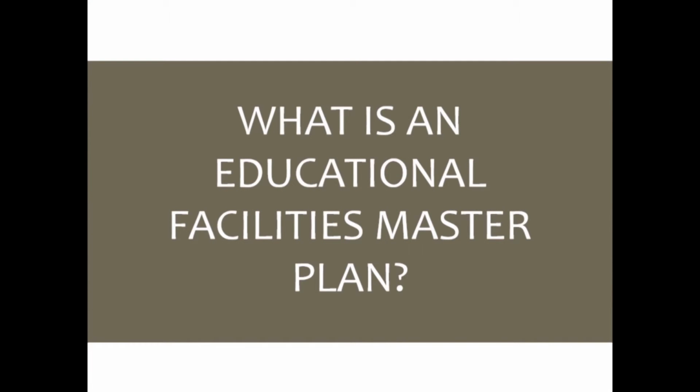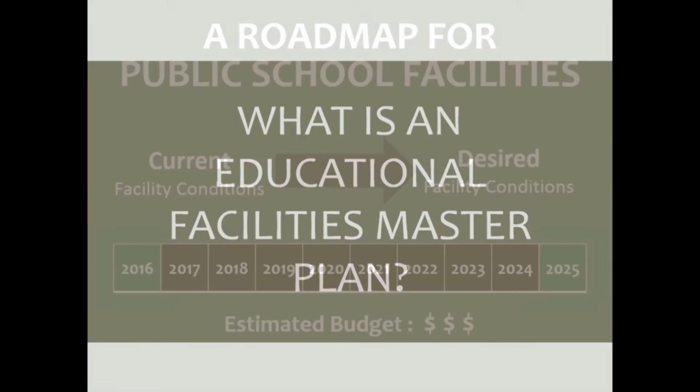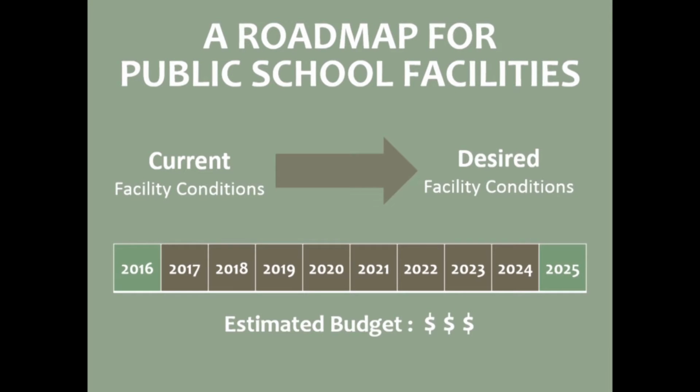What is an educational facilities master plan? It is your district's roadmap for responsible stewardship of your buildings and grounds. It maps a course from your current facilities conditions to your desired facilities conditions. It describes how this can be done over a defined period of time for an estimated budget.